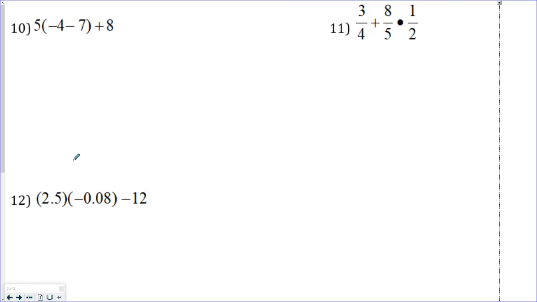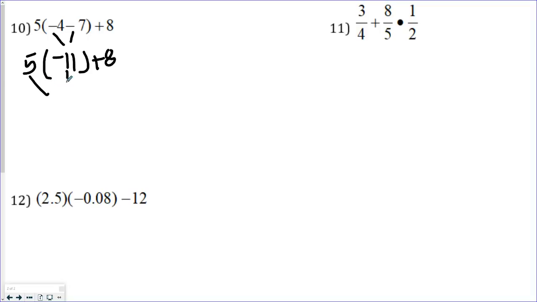The next ones deal with multiple operations at a time. So remember, always do the parentheses first. So in this case, I'm going to do -4 minus 7. So think of this as losing 4, and then you lose 7 more, so you've lost a total of 11. Let's bring down everything else.